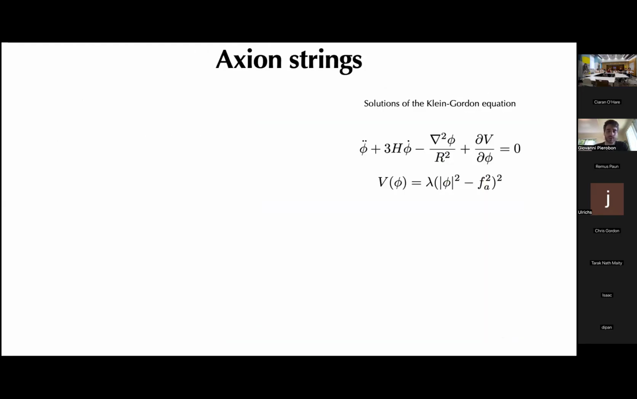Okay, so what are the strings? Well, they're a crucial part of all this simulation business because they should give us, in principle, an answer, but we have a huge uncertainty on the modeling. But strings are essentially a solution to the Klein-Gordon equation. So you have the complex scalar field phi. You have your Hubble drag term, your gradient, and your potential. This is the symmetry breaking potential that I was showing before.